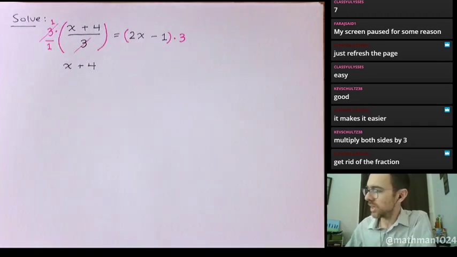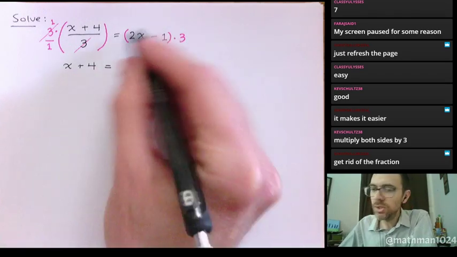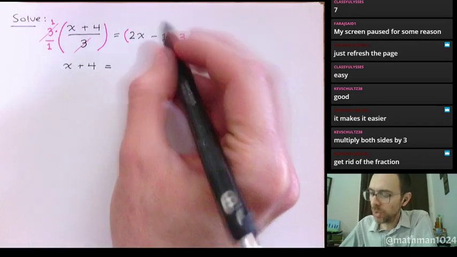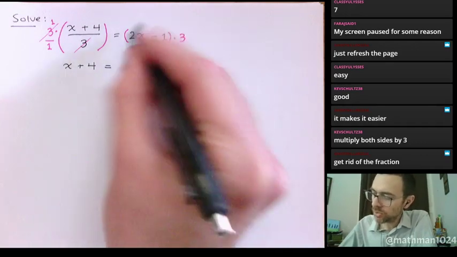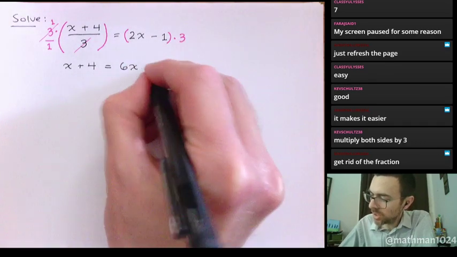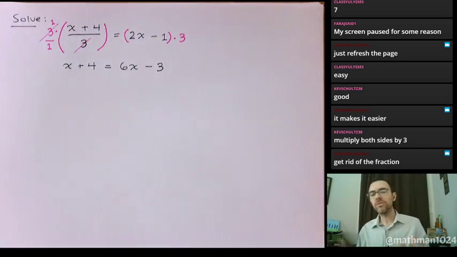On the right side, you need to do distributing. The 3 is not just multiplying times 1, it's multiplying times the whole group. So 3 times 2x is 6x, 3 times negative 1 is negative 3. Now that the fraction's gone, now we can be happy, right? Because it goes back to the problems that we just did.